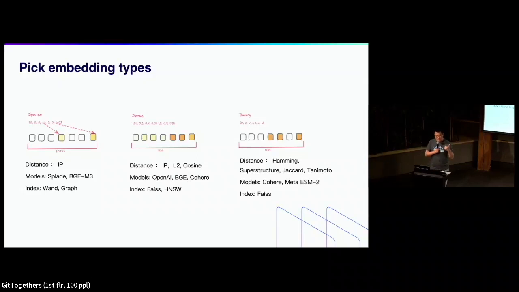And I think this morning, Cohere just released another model that can generate binary embeddings. So now we also support binary embeddings. Those are just 0s and 1s. They save you a lot of memory. Yeah, it also helps under some of the use cases, especially for protein search. They also have special models, for example, Meta ESM, which also generates binary embeddings.